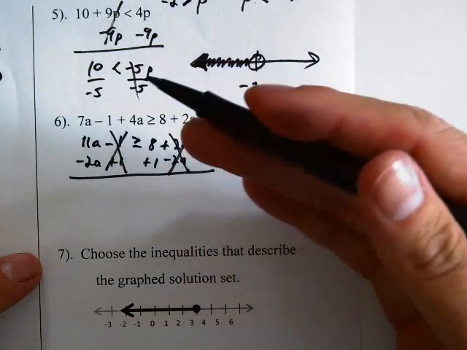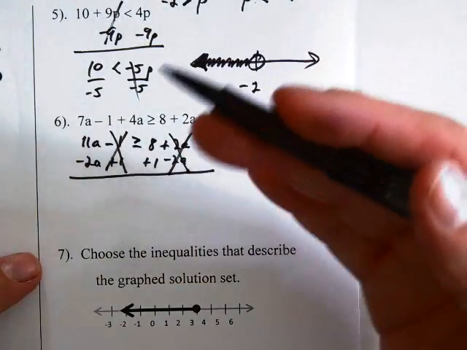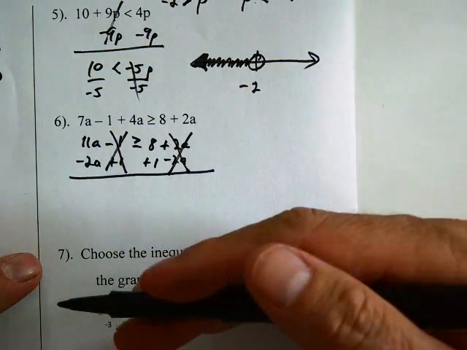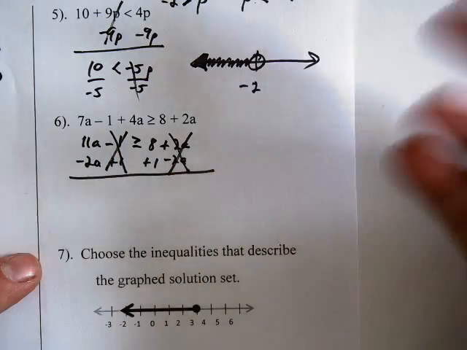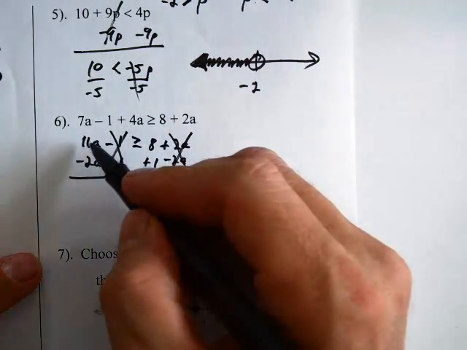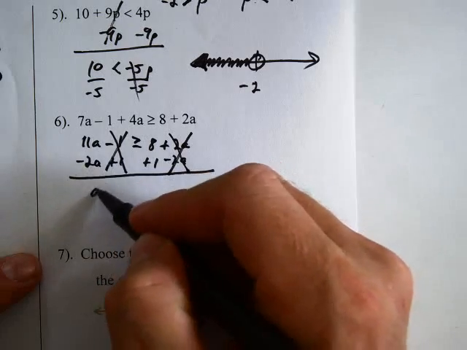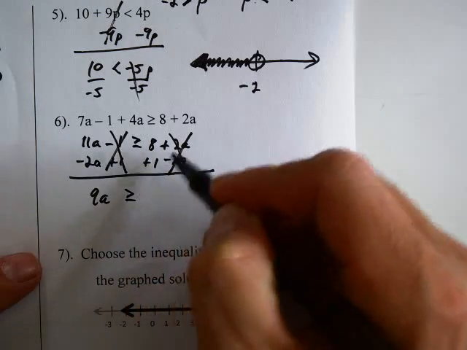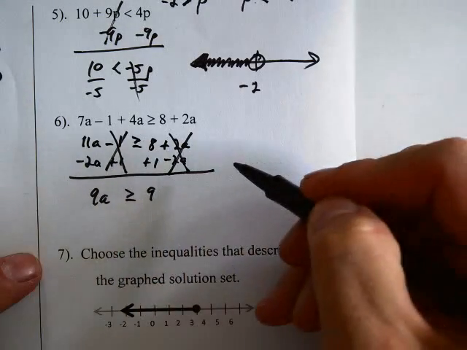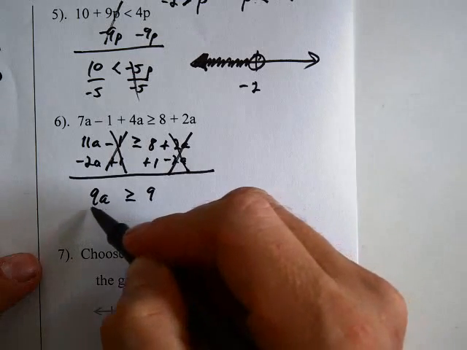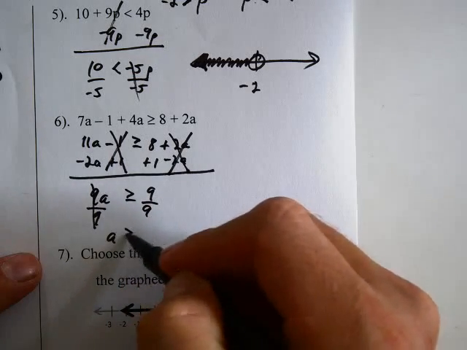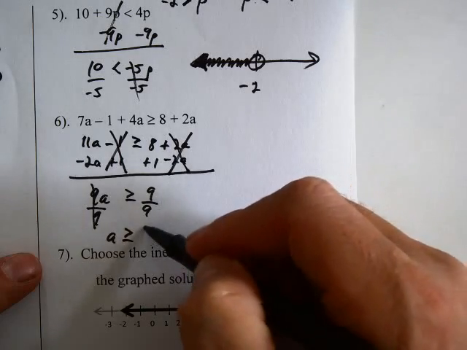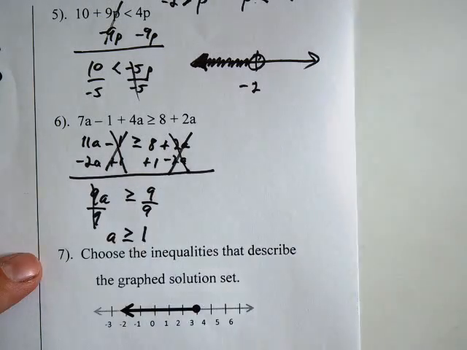Some of your teachers probably take one step to do this, some take 2. I'm kind of doing it all in one line. I just like to save space. What can I say? 11A minus 2A is 9A, and 8 plus 1 is 9. Continuing to get A by itself by dividing by 9 on both sides, I get A is greater than or equal to 1. 9 divided by 9 is 1.